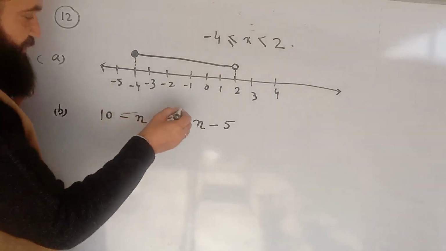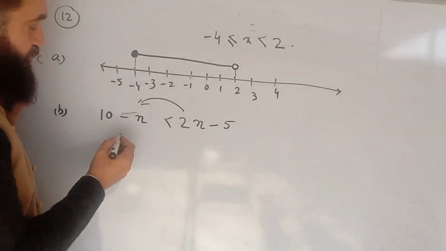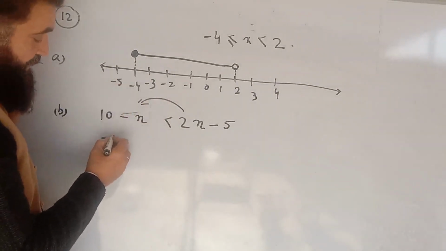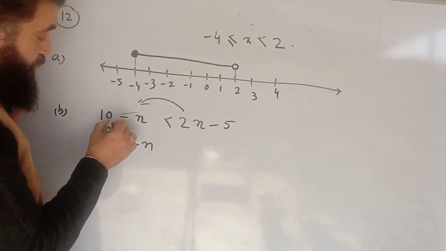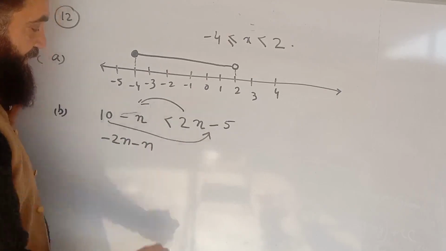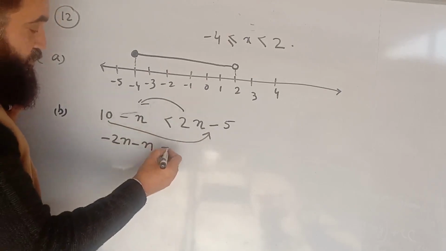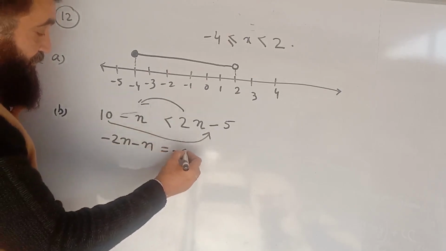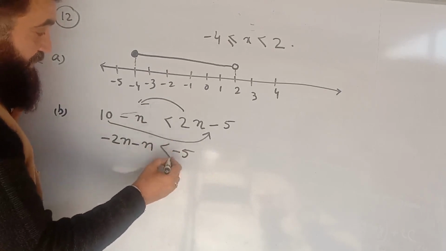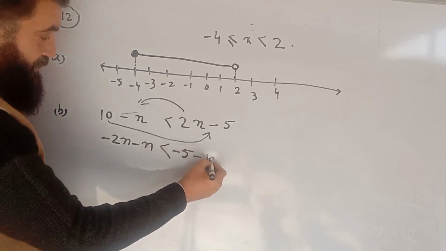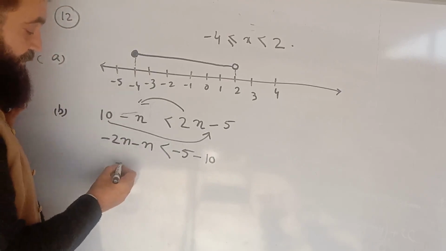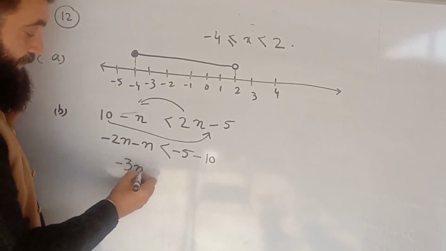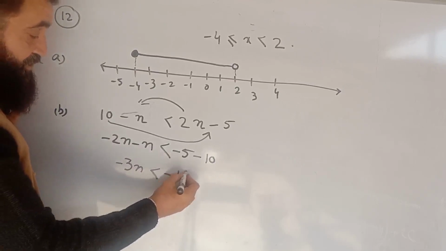When we shift this here, it will become negative, so we will have -2n minus n, and also we'll shift this to this side. On the right hand side, this will also become minus, so this will become -5 less than -5 minus 10. We solve it. -2n minus n is -3n, and this is less than -15.